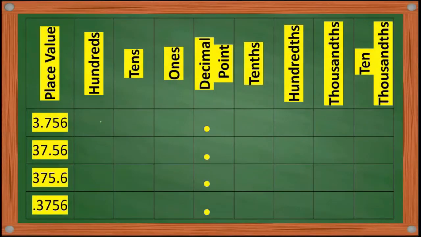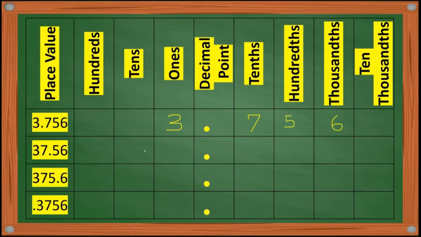So, let's give or write the value of the given decimal number. So, look at the given decimals. We have 3.756. So, we have already the decimal point. So, lagay natin dito 3. And then, 7, 5, 6.